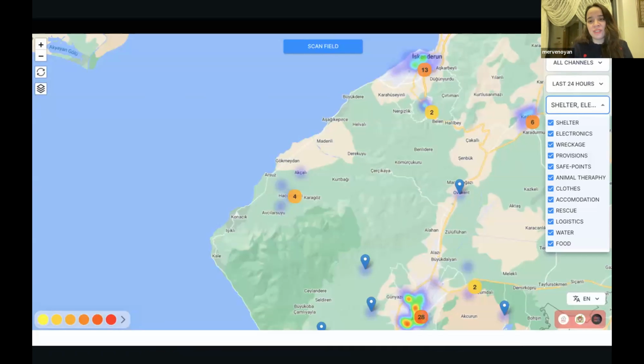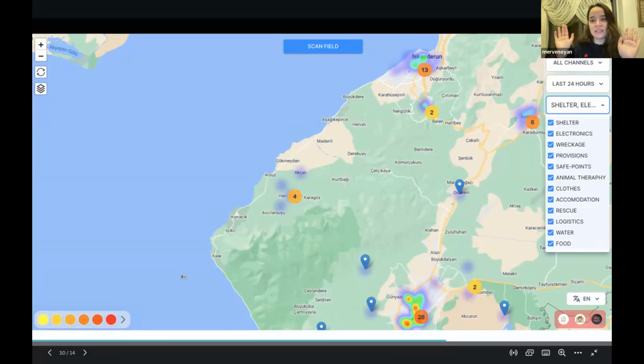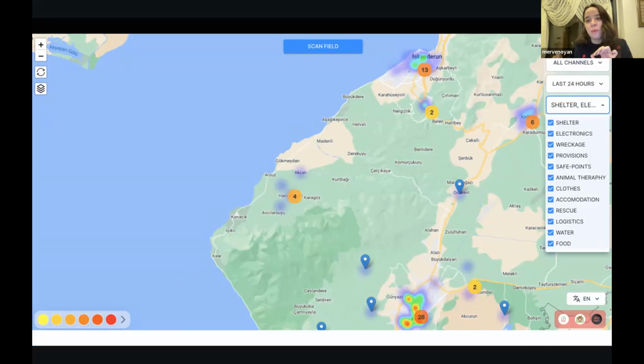But in the end, this was our application. Basically, you have a Turkey map, and over that you have a heat map, and the red parts are where the most reports are by means of the needs. If your part is red, then that place needs a lot of things so that you can provide them. And on the left hand side, you can filter it with, you know, you need shelter, you need safe points, you need accommodation, and so on.